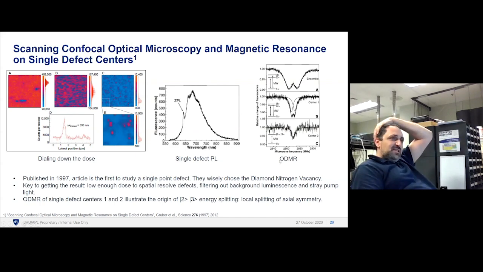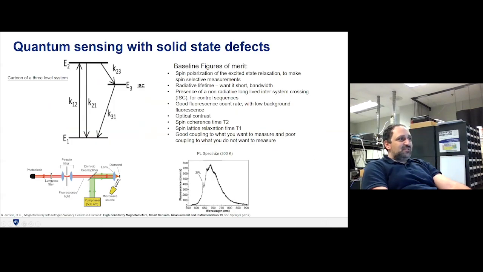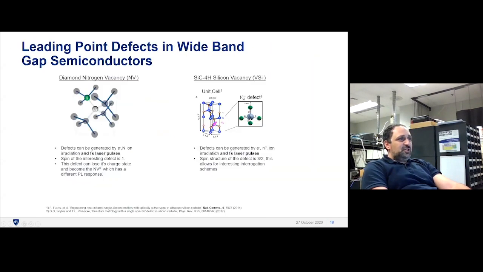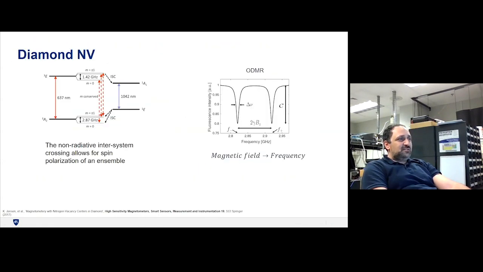So, optically detected magnetic resonance. I'm going to go back a couple of slides. No, I'm going to go forward a slide. So here we talked about how it emits red light and it's spin 1. Well, at 2.87 gigahertz, you drive transitions between the m equals 0 and the m equals plus or minus 1 spin states.